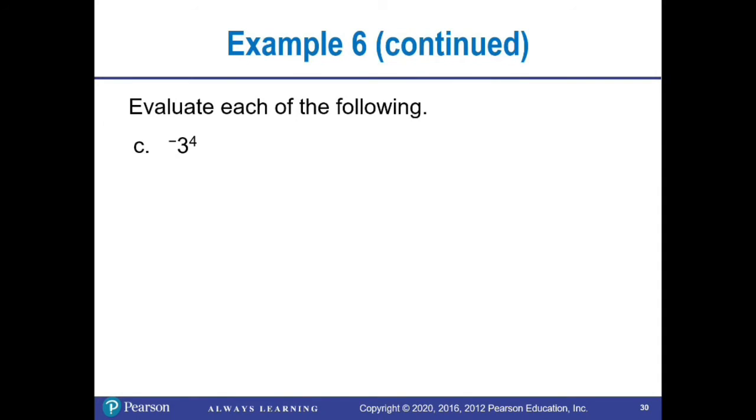And part C, we have negative 3 to the fourth. This one is different because the negative is not in parentheses. So at the end, I'm going to take the opposite. So 3 to the fourth is 3 times 3 times 3 times 3. And we just saw that 3 times 3 times 3 times 3 is 81. And don't forget, we're going to take the opposite of that. And so our answer here is negative 81.